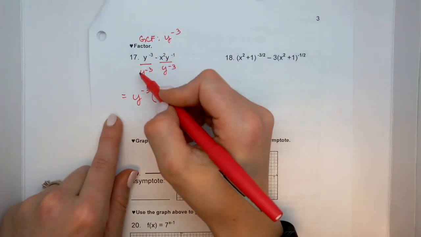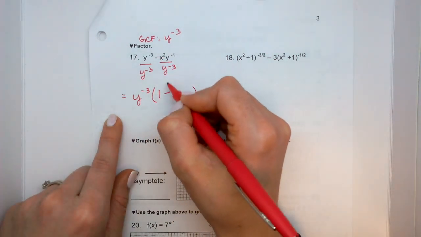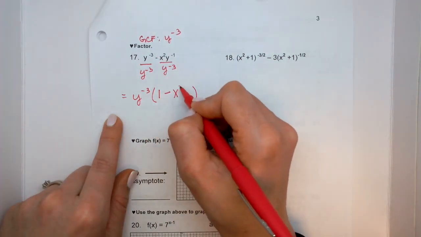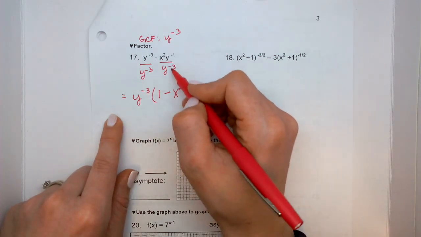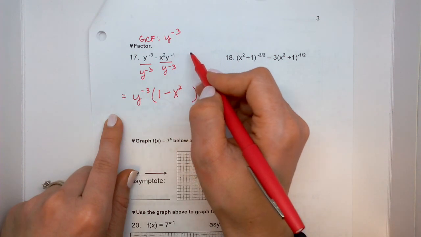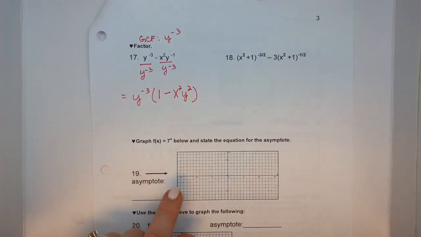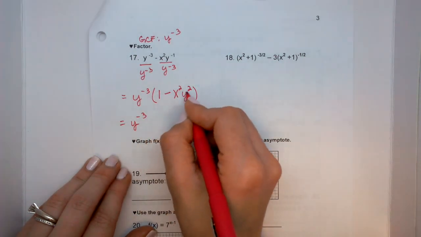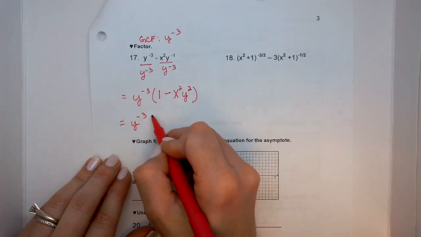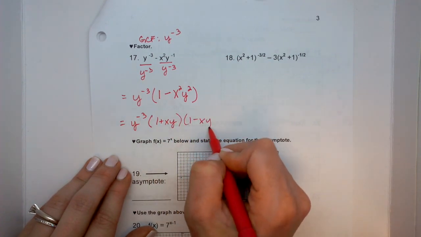Okay? Well, y to the negative 3 divided by y to the negative 3 is 1. Minus, here I'd keep my x squared. Y to the negative 1 divided by y to the negative 3. I subtract the exponents. So negative 1 minus negative 3 is going to be 2. Okay. You could leave it like this, or you could continue factoring because we have a difference of perfect squares here. So you could rewrite it as 1 plus xy, 1 minus xy.